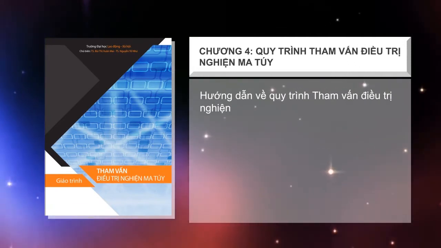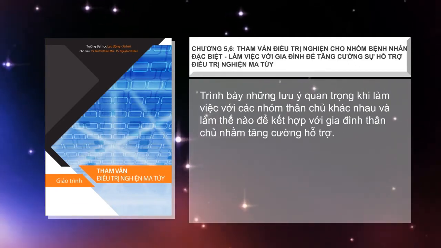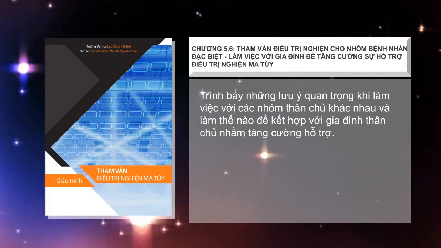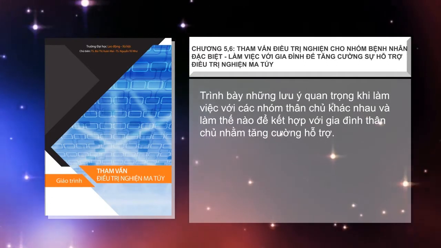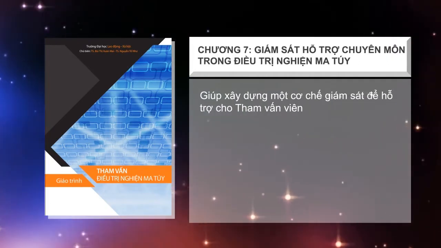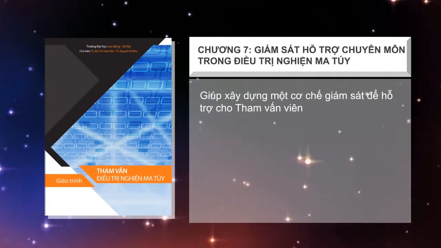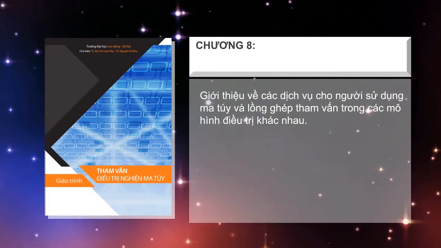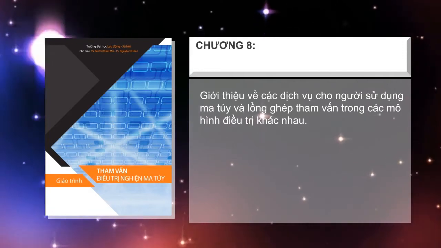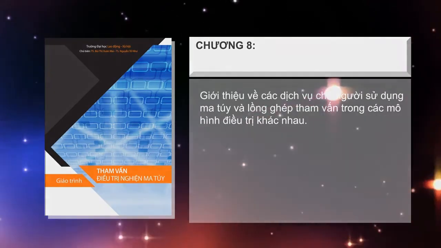Chapter 4 guides learners through the counseling procedures. Chapters 5 and 6 present key considerations when working with different special client groups and how to work with families to enhance support arrangements. Chapter 7 explains how to build a clinical supervision mechanism for counselors. Chapter 8 introduces services for drug users and integrates counseling into other treatment models.